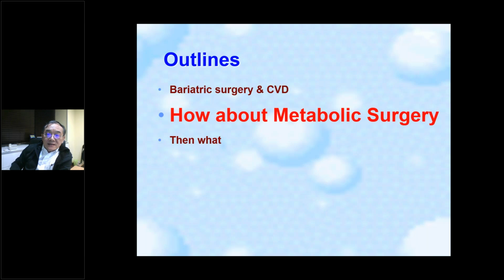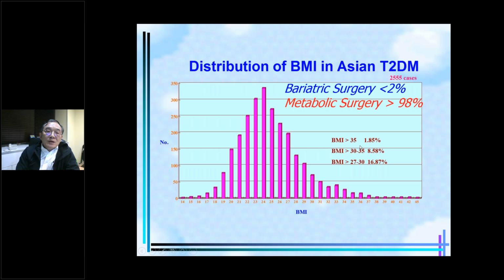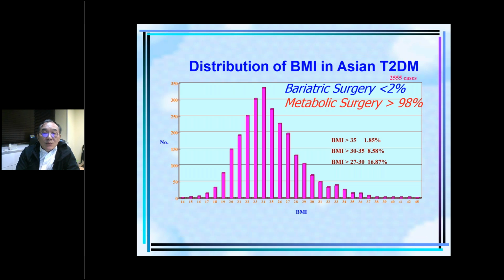Then we need to look at metabolic surgery. By definition, metabolic surgery, I think, is for those with BMI less than 35. And specifically now it is for diabetes. We all know diabetes is a major health issue worldwide, and 60% of diabetes is from this region. So you can see in the Asia region, they are all severely affected by diabetes. And the problem for Asians, I think, is that we have more metabolic surgery than bariatric surgery.